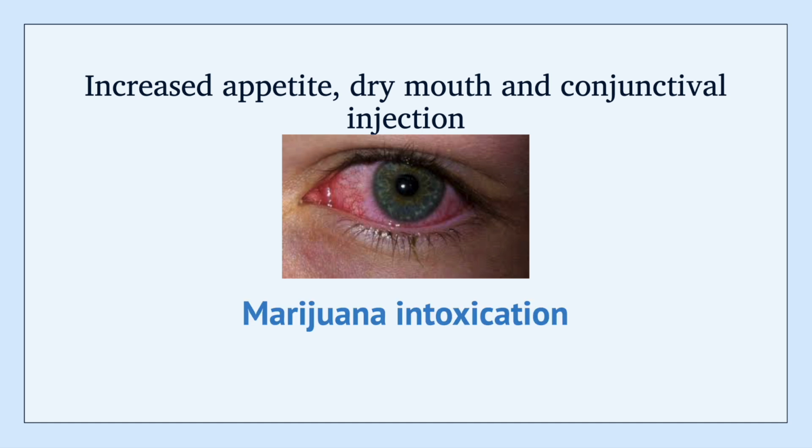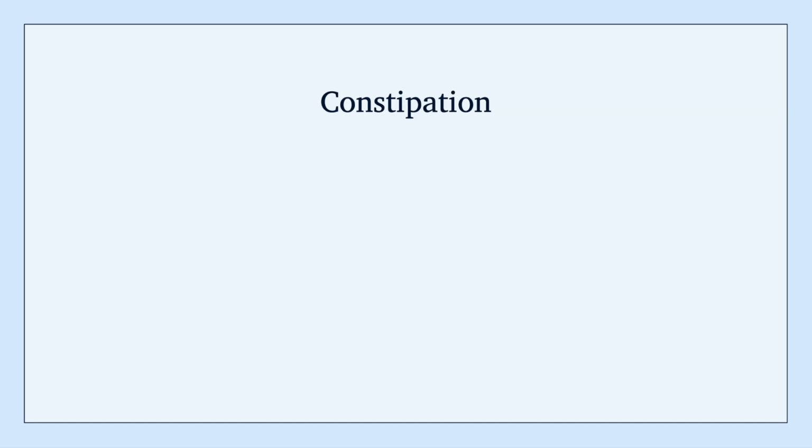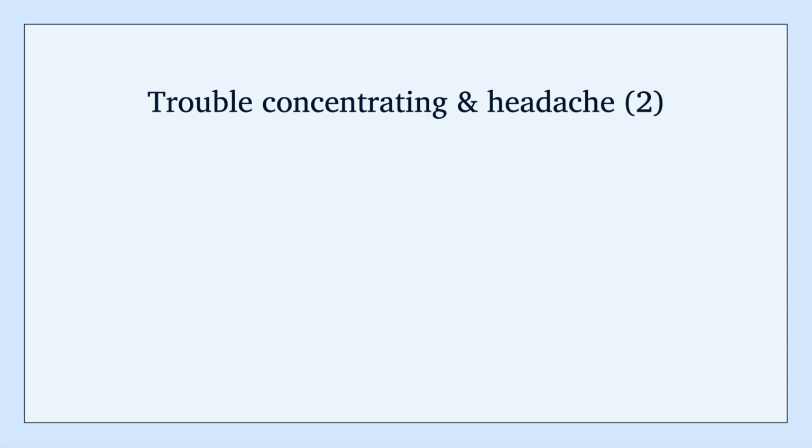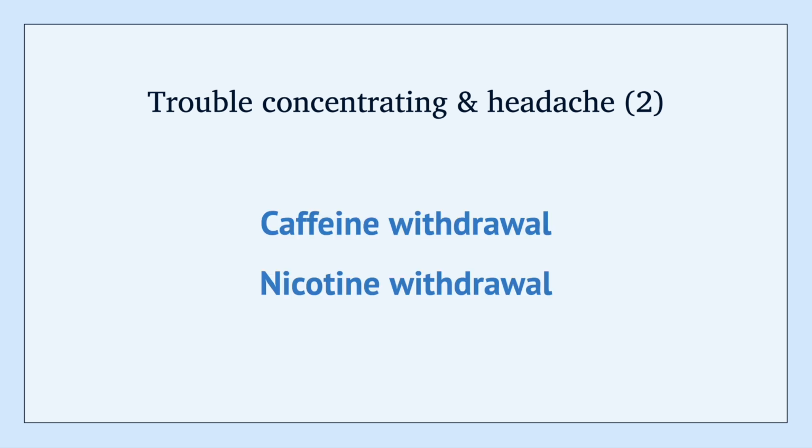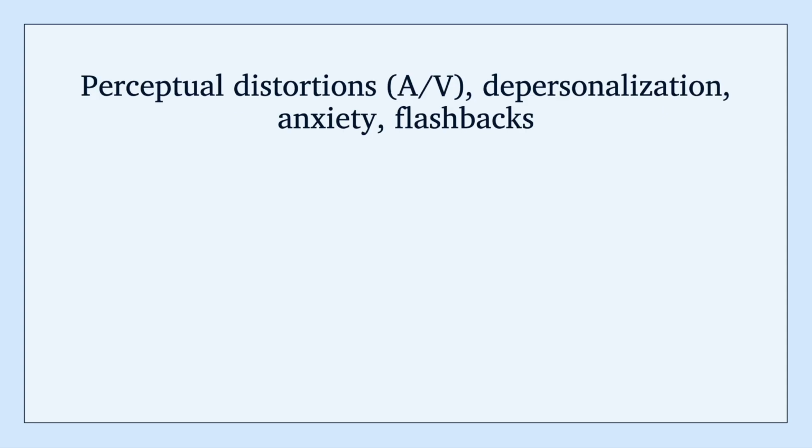This one's pretty straightforward. That's marijuana intoxication. Next, we have constipation. This is opioid intoxication. Trouble concentrating and headache. There's two options here. Caffeine withdrawal and nicotine withdrawal. So obviously, trouble concentrating and headache can be seen with a bunch of different substances, but in the absence of any other signs and symptoms or any other information associated with the patient, then caffeine withdrawal and nicotine withdrawal are safe bets. Perceptual distortions, both auditory and visual, depersonalization, anxiety, flashbacks.